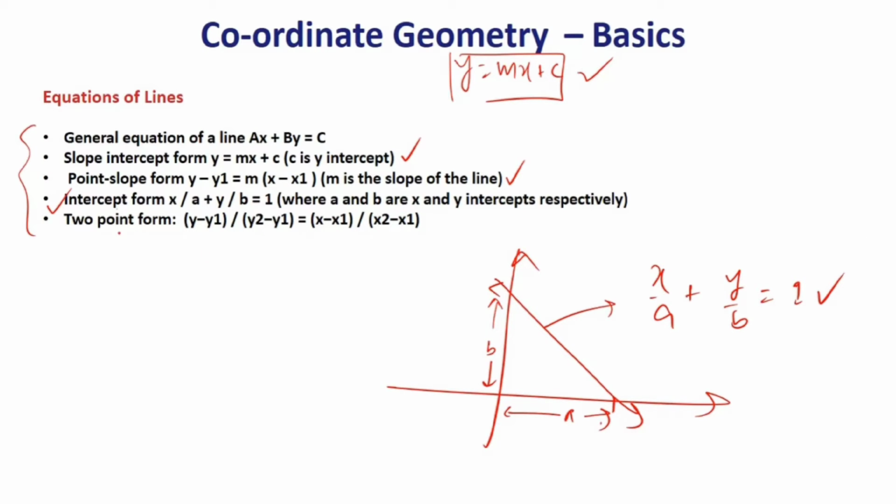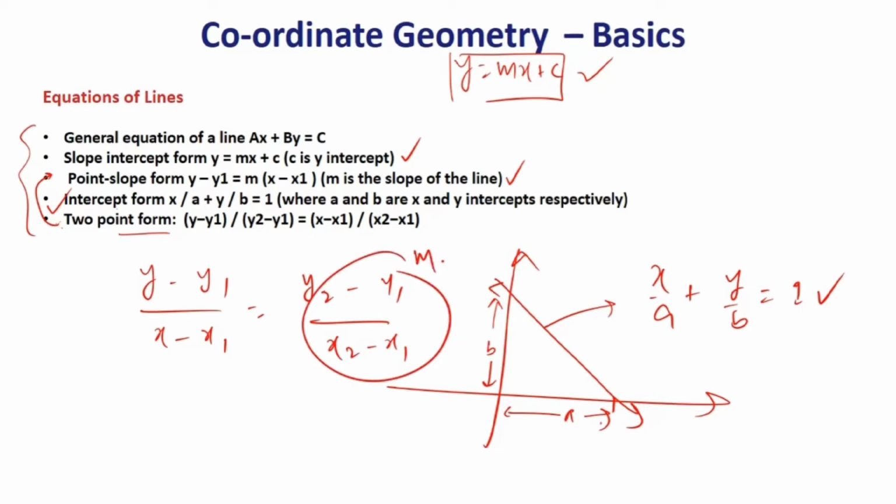There is another two-point form, which is similar to the point-slope form, which is y minus y1 upon x minus x1 is equal to y2 minus y1 upon x2 minus x1. This is nothing but the slope only.